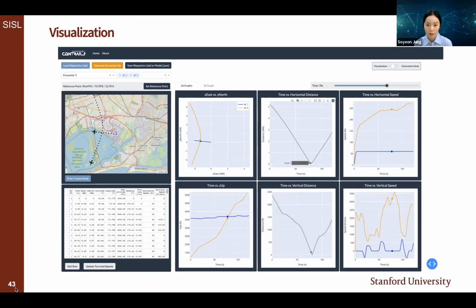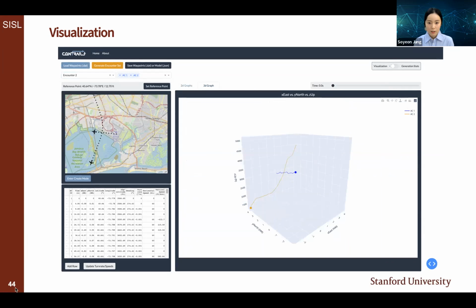Using the slider bar on the right, we can move through the timestamps to see how all of the values progress over time and whether the aircrafts are in the risk of collision. In the other tab, we have a 3D graph of the trajectories.